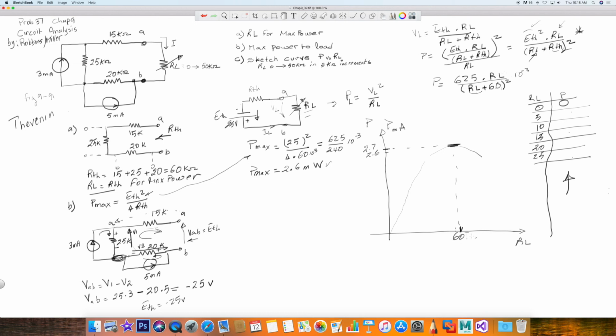So let me just put this in kilo ohm. So we know what we're looking at. Again, this is in kilo, and this is in milliwatt. Okay? All right, so that's how you would draw it and find out what's going on exactly. Okay? Thank you.